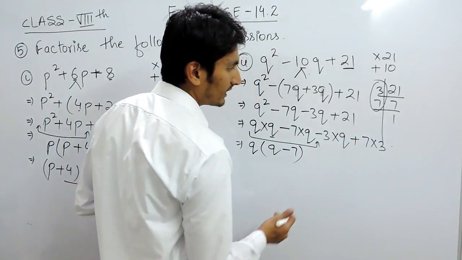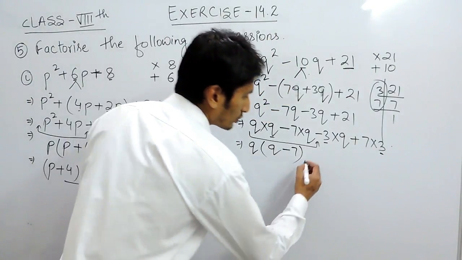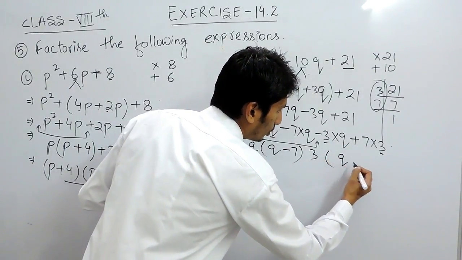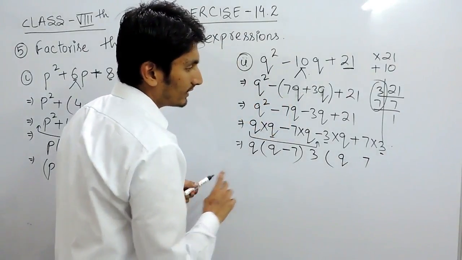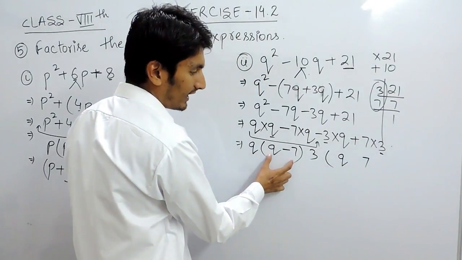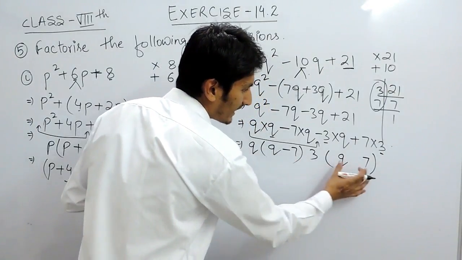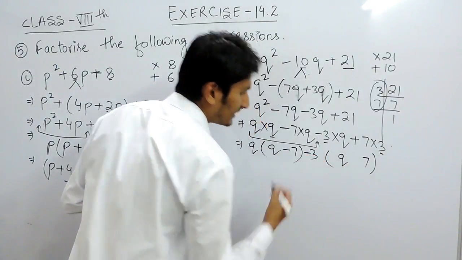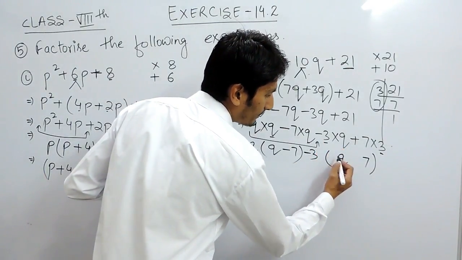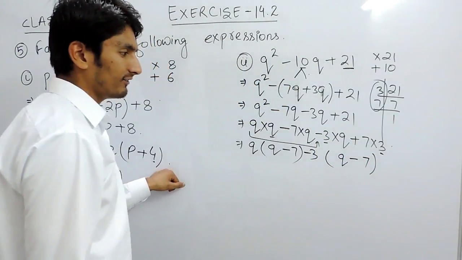Now let's take common from the last two terms. Clearly 3 is a common factor. If I take 3 as a common factor, inside the bracket it will be q and 7. But those signs will be negative and this sign would be positive. But here the signs are reversed. So if you want to make the signs the same, you have to take minus 3 as common. Whenever you take minus common, the signs inside the bracket get changed. So this negative will become positive, this positive will become negative.